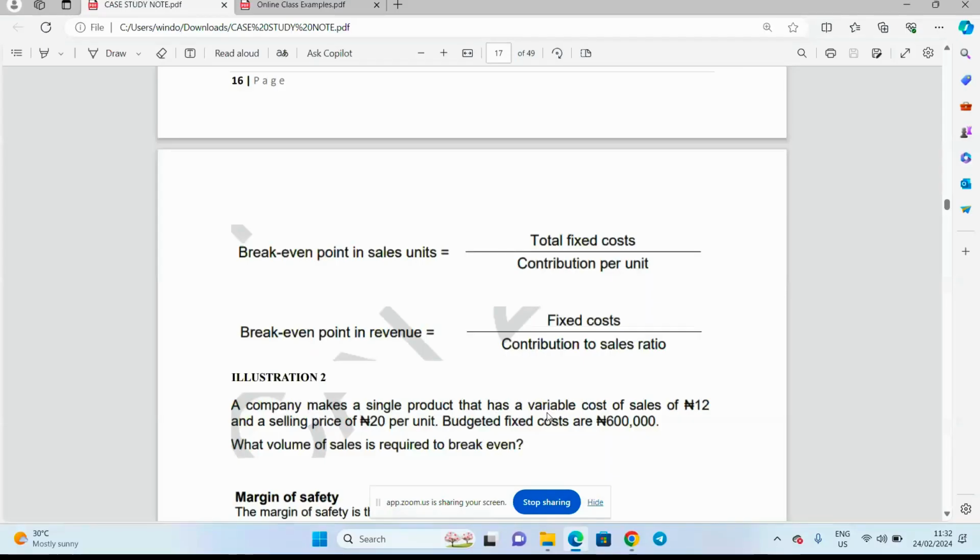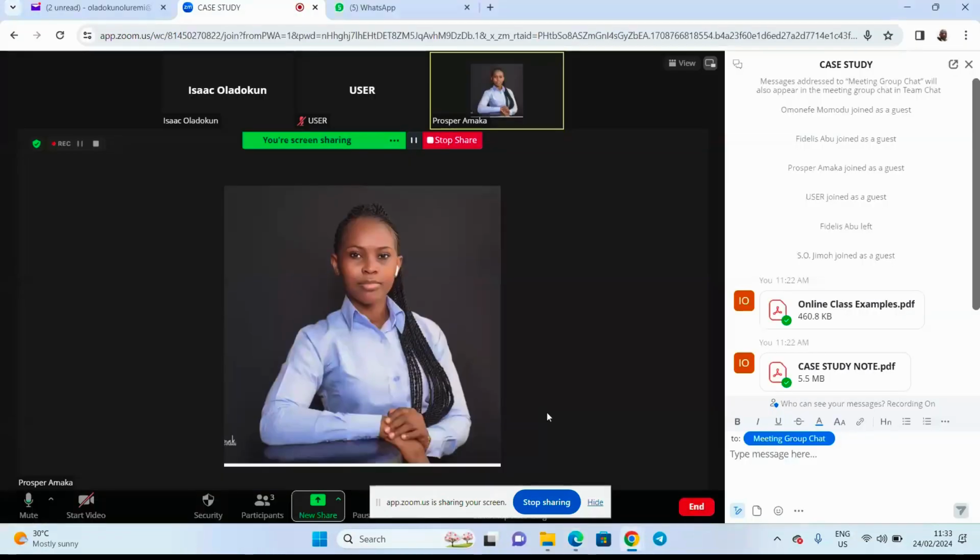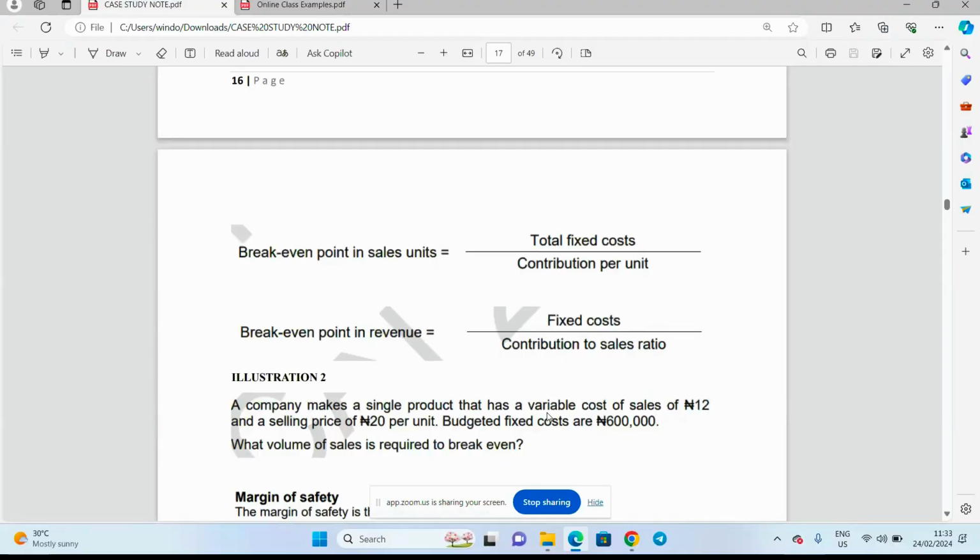Okay. So break-even point in sales unit, we have total fixed cost divided by contribution per unit. That's for break-even point in sales unit. Also, to calculate break-even point in revenue, very simple. Everything you've gotten in this sales unit, multiply it by selling price, or say fixed cost divided by contribution to sales ratio. How do we mean?